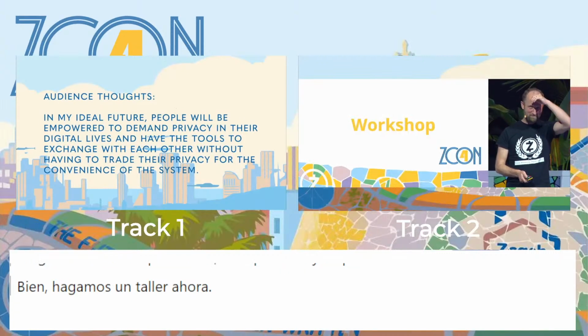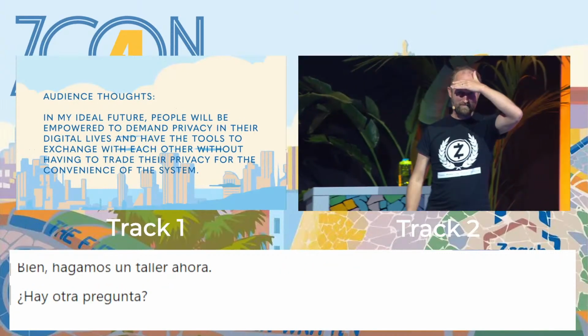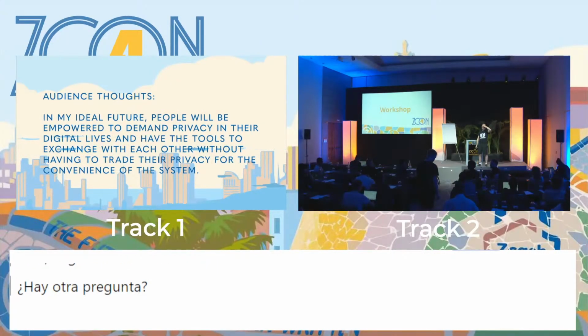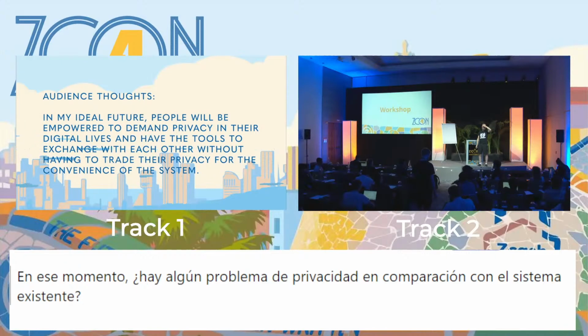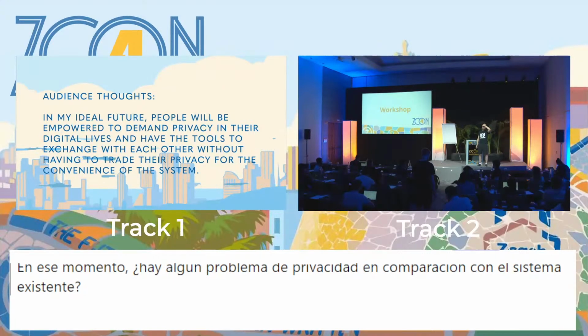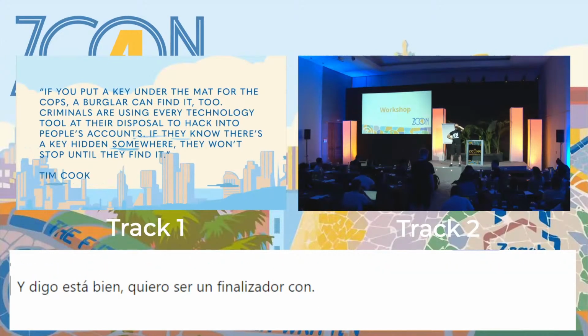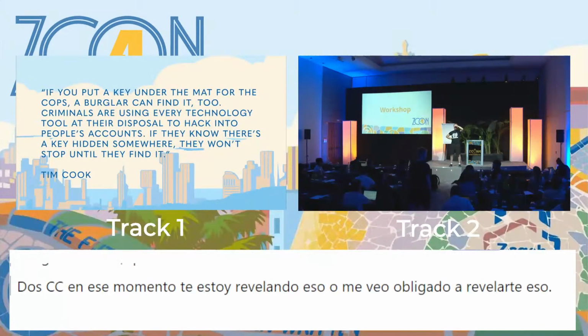Was there another question? In general, if all of the stakers have their stake public, is there any privacy issue compared to the existing system? Privacy issue. Well, if I come out of my shielded pool and I say, okay, I want to be a finalizer with 2 ZEC, at that point, I'm revealing to you, or I'm forced to reveal to you, that I had transactions worth 2 ZEC that came to me.